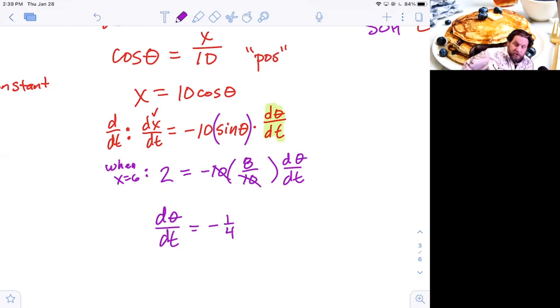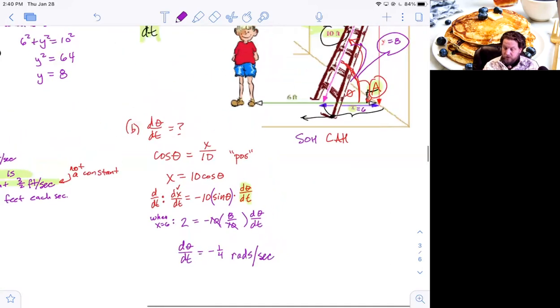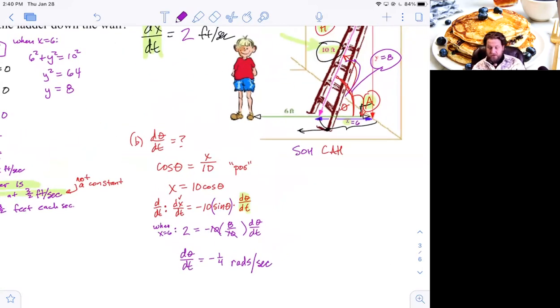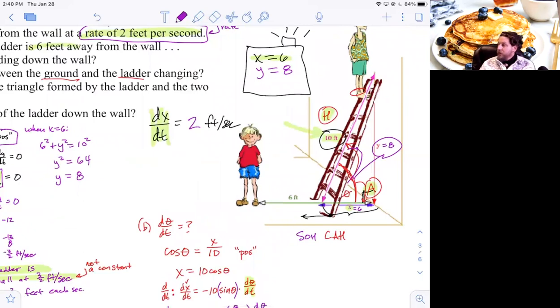And now we have to put units on it. Radians per second. Very good. Degrees don't just come out of nowhere. If you don't have degrees anywhere else, they're not just going to magically appear. This is radians, or rads, per second. Radians are unitless, remember. And the angle is decreasing at this moment. The angle should be decreasing throughout, shouldn't it?